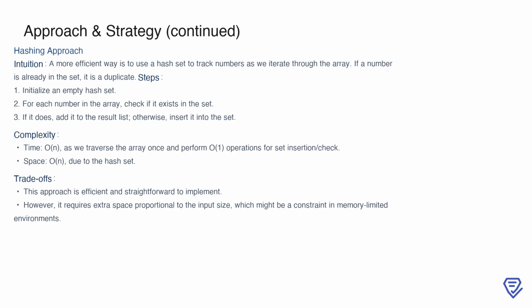The key idea here is to utilize a hash set to keep track of numbers as we iterate through the array. Whenever we encounter a number, we check if it already exists in the set. If it does, we recognize it as a duplicate and add it to the result list, otherwise, we insert it into the set. This method significantly improves the time complexity to O(n), as we only traverse the array once and each set operation, checking or inserting, is constant time.